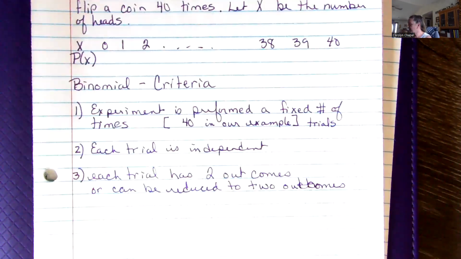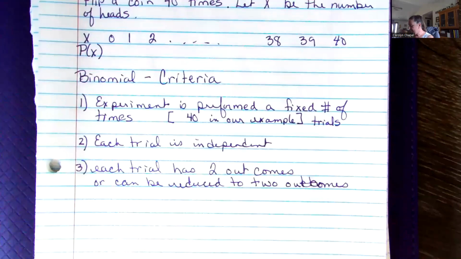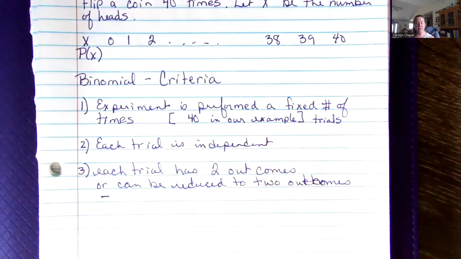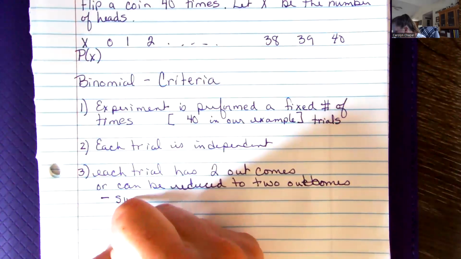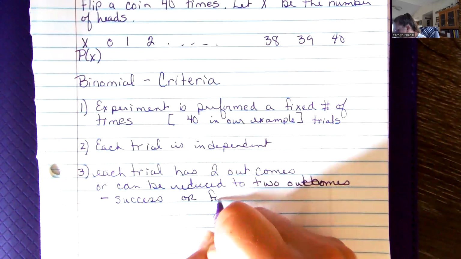All right, so we have 2 outcomes. And this one is a good example of 2 outcomes because we get a head or a tail. A lot of times we will refer to those outcomes as a success or a failure.